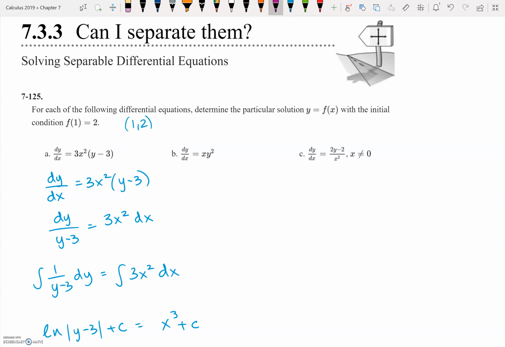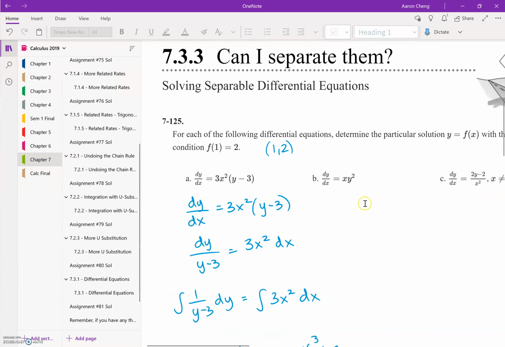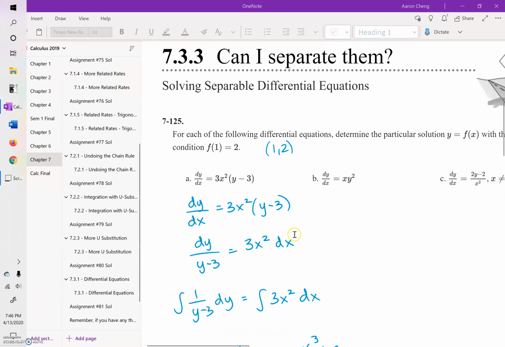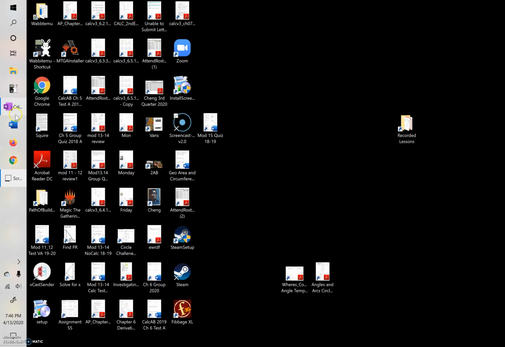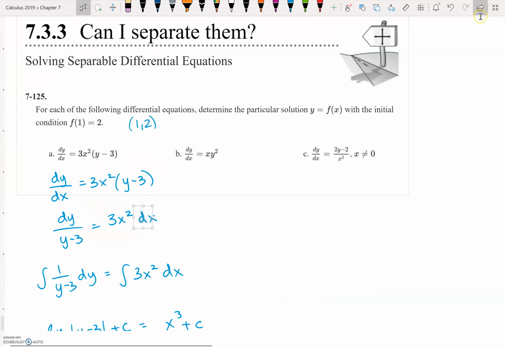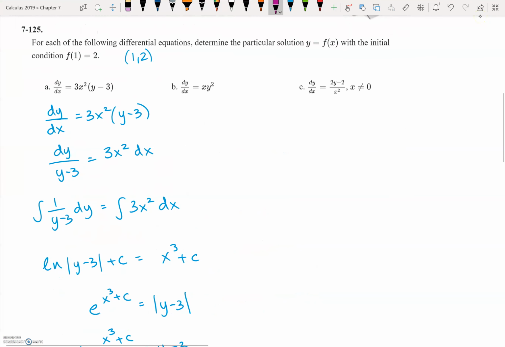Let's go ahead and do that for our second problem. I think we have time for that. How much time did that take me? I'm wasting time by checking the time. Yeah, okay, cool.